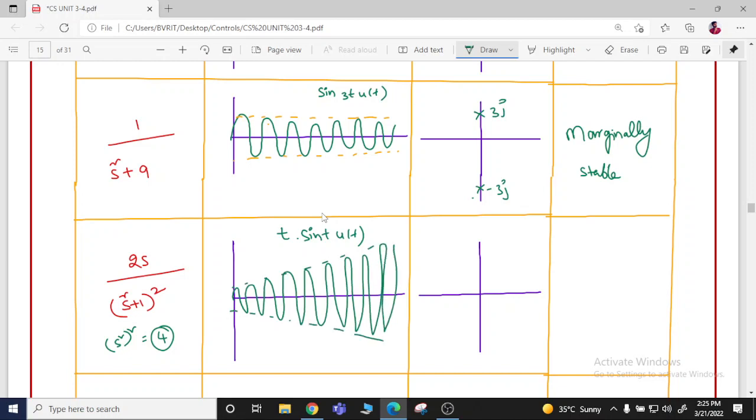And the roots are here s square plus 1. So s square plus 1 is equal to 0, s is equal to plus or minus j, repeated roots. So therefore two roots are available at j and another two roots are available at minus j. So directly we can say that it is an unstable system because repeated roots are available on the imaginary axis.